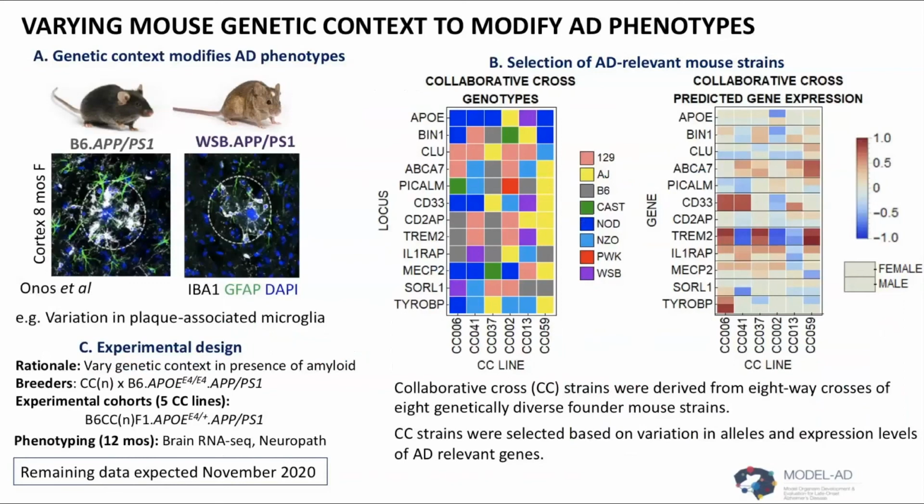I also want to take a moment to talk about genetic context. The vast majority of Alzheimer models are on the B6J background, or at least on a commonly used, inbred strain.